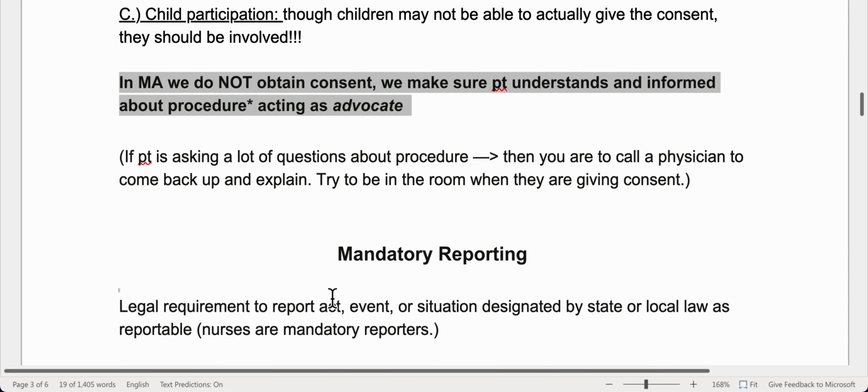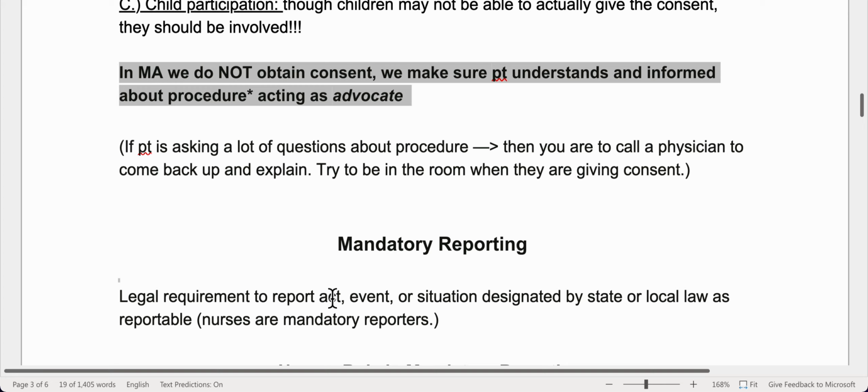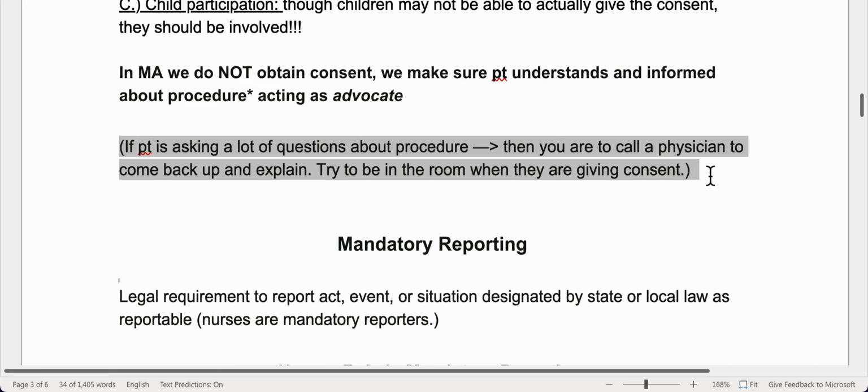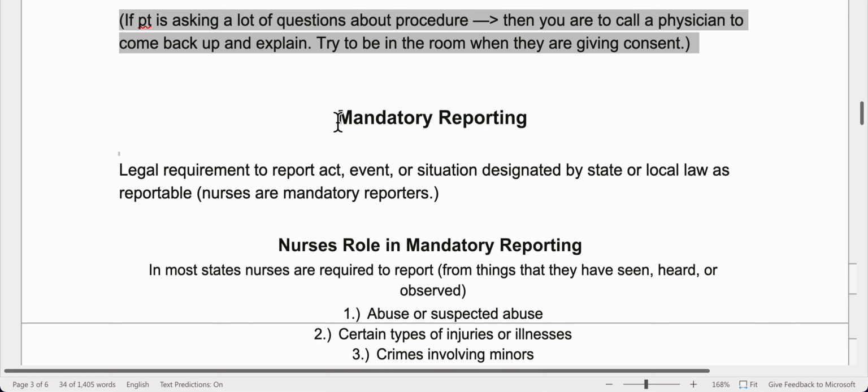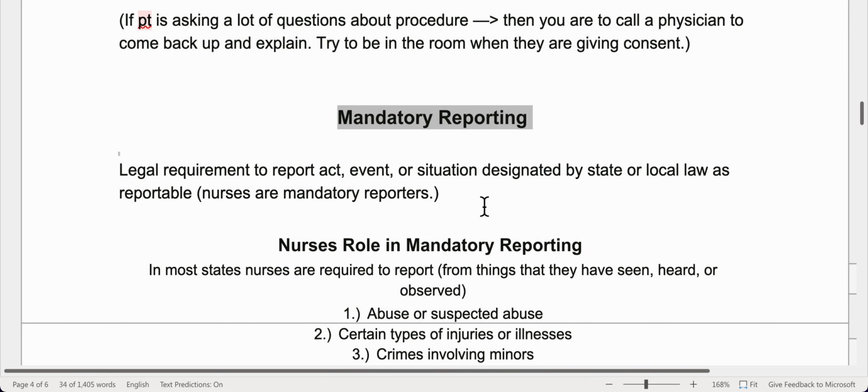In MA, we do not obtain consent, we make sure the patient understands and is informed about the procedure, acting as advocate. If the patient is asking a lot of questions about the procedure, you are to call a physician to come back up and explain. Try to be in the room when they are giving consent.